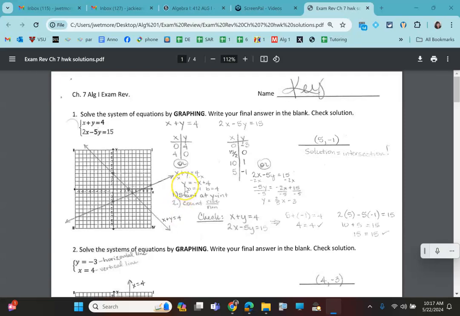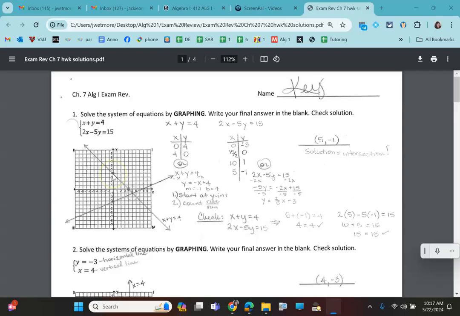If instead you wanted to put it in slope-intercept form first, that means you'd get y by itself. So you'd subtract x from both sides, giving negative x plus 4. My slope would be negative 1, and my y-intercept would be 4. So I'm going to start at my y-intercept, right here at 4, and then my slope was negative 1.